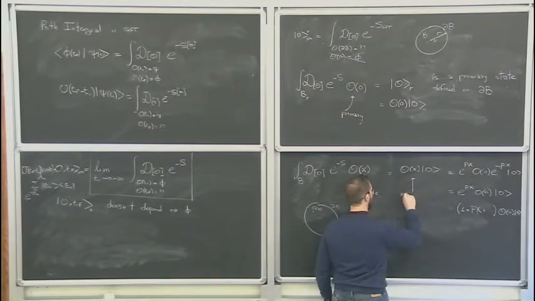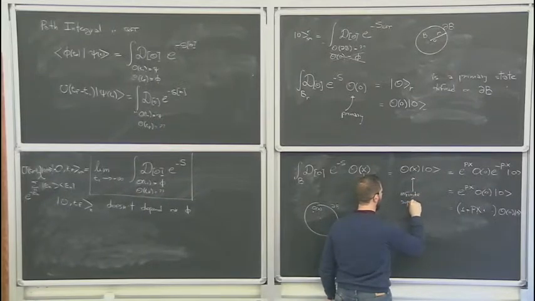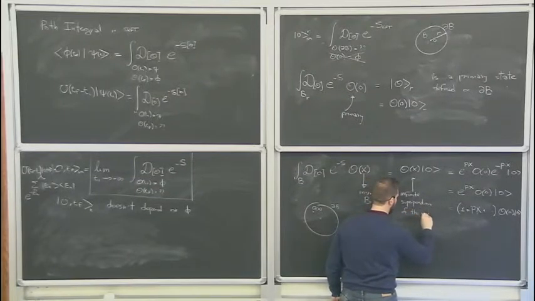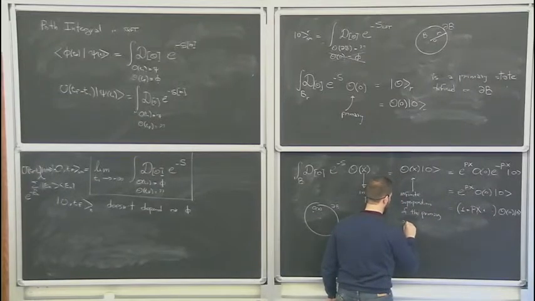an infinite superposition of the primary state and the descendants.